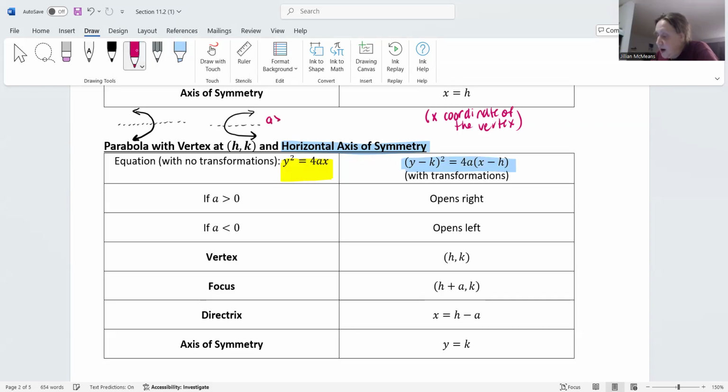If A is positive, our parabola is going to open to the right. And if A is negative, our parabola is going to open to the left. Okay, now the vertex doesn't change.